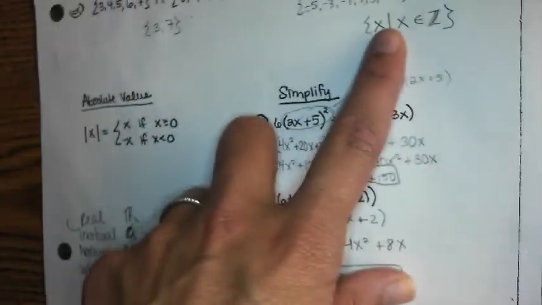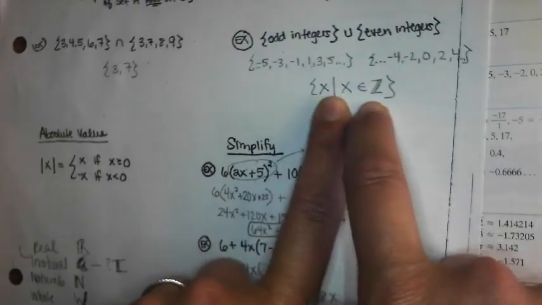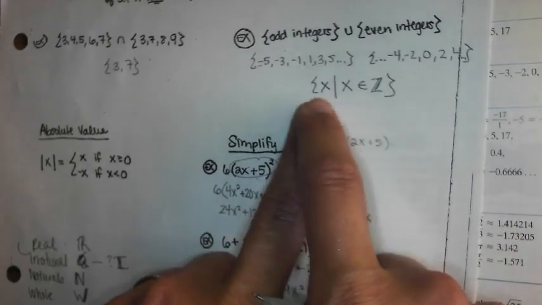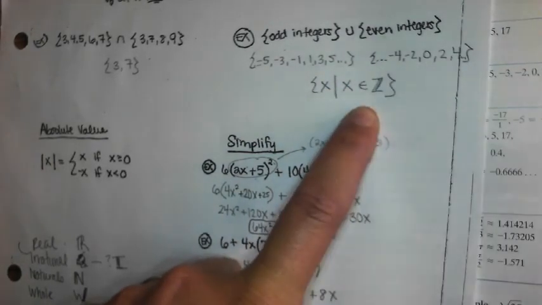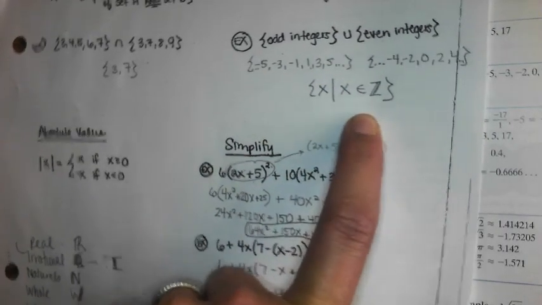But just really lastly, going back to that notation, this is another way of saying the set of all x's such that x is an element of the integers, the set of integers, okay, such that x is just an integer. Okay, and you'll see that it's just international math language.